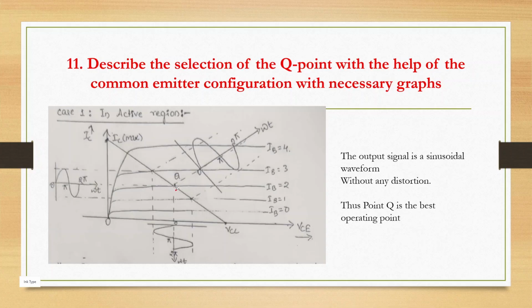You can see here, first in the active region. I have chosen this Q point inside the active region. For this Q point I have taken out the coordinates and plotted the graph. This graph gives the output signal, which is sinusoidal, without any distortion. So by this I can say that this point Q which I have chosen is the best operating point. This is in the active region.